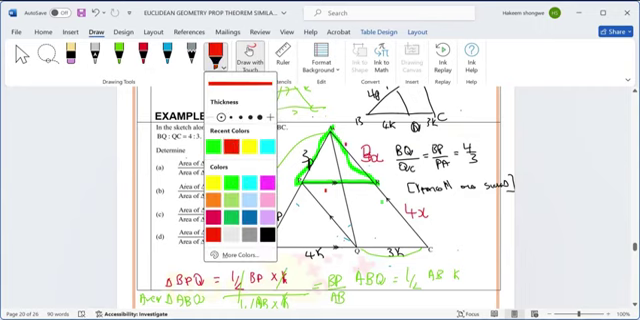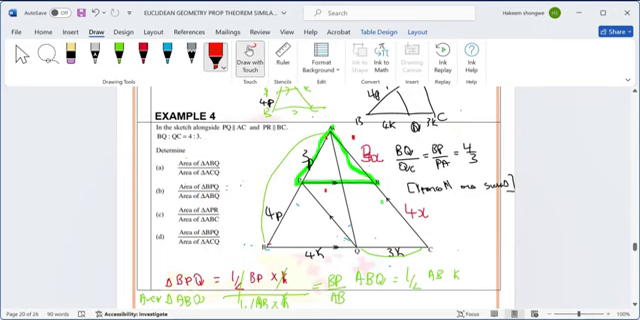Okay, what is the other one? A, B, C. What is the difference between this one and the one that we're doing? You know that difference? This one, they are between parallel lines. And then they also have what? A common angle. Remember? So how would you approach this one then?